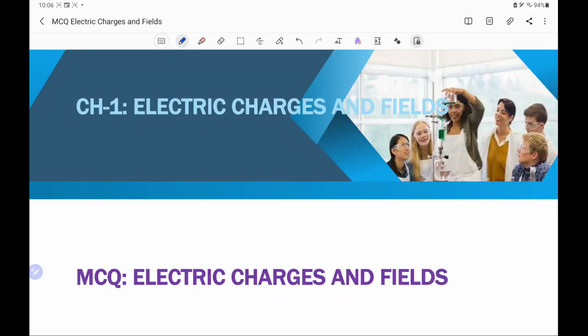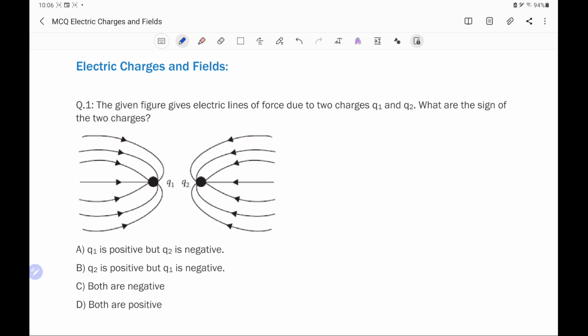In the chapter Electric Charges and Fields, we now solve some multiple choice questions. First, we will take the MCQ based on the electric field lines. First question is, the given figure shows electric field line of forces due to the charges Q1 and Q2. What are the sign of these two charges?